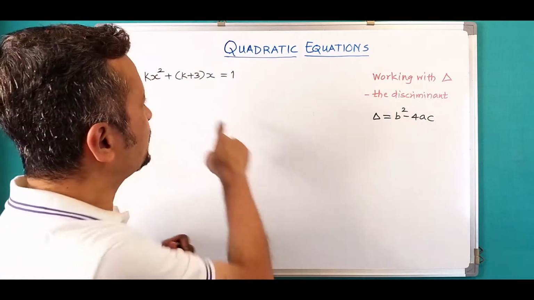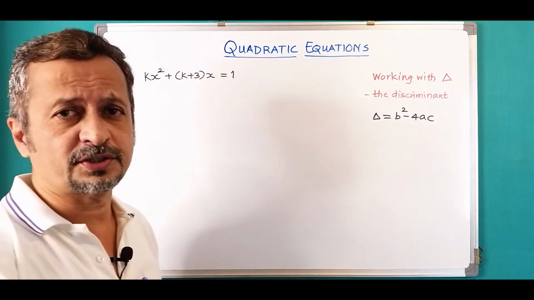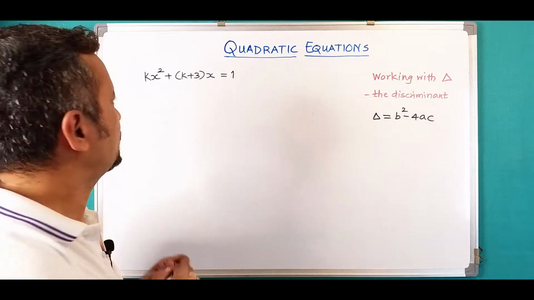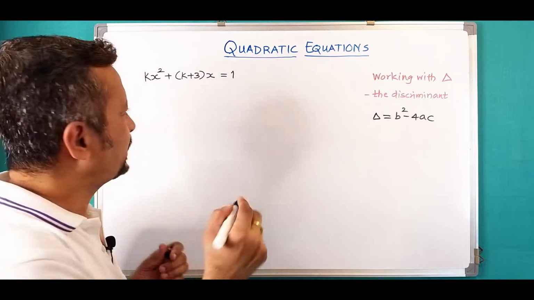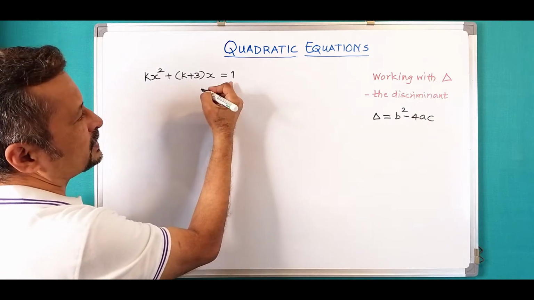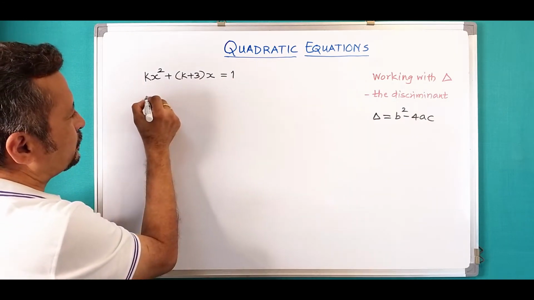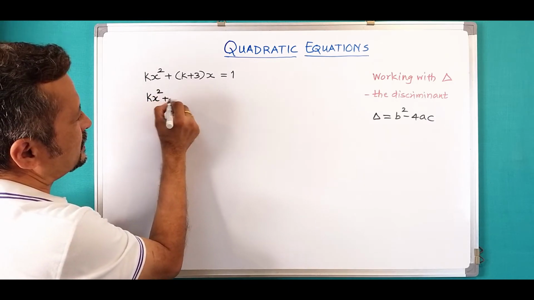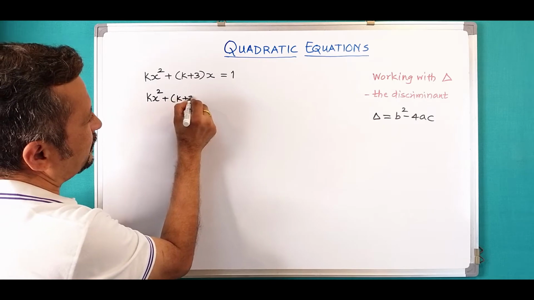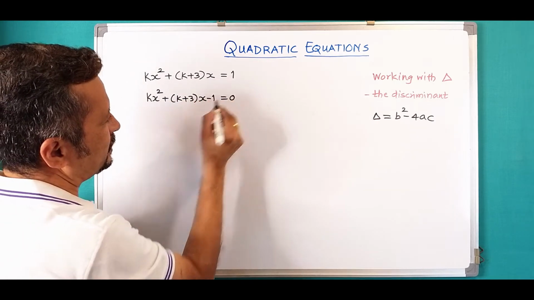I have written one quadratic equation here. Here k is a constant. Let us try and solve this. I'll take this 1 on the left hand side, so I get a proper quadratic equation: kx square plus (k plus 3) into x minus 1 is equal to 0.